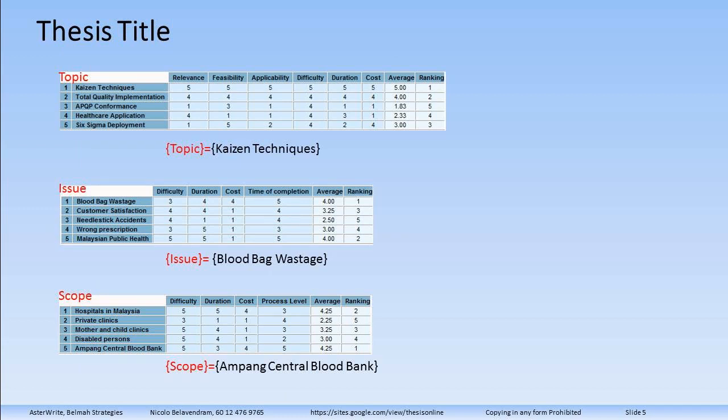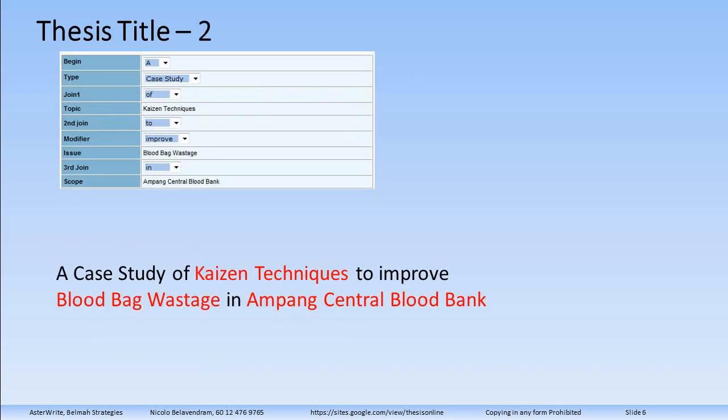You can do the same to identify your issue of interest and the scope of interest. Note that topic, issue, and scope are used in the subsequent write-up. Once you have determined your topic, issue, and scope, you can create your thesis title.